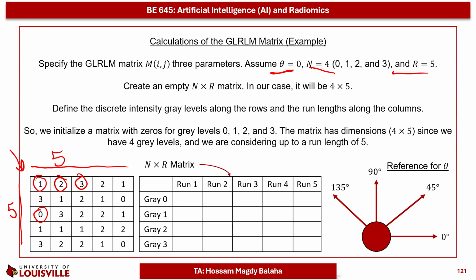Based on these two values, create an empty matrix that will be called the run length matrix with a dimension of N by R, and label the columns to be run followed by a number: run 1, run 2, run 3, and so on until you reach the maximum run, which is run 5. And for the rows, label them with the gray values from 0 until you reach the maximum value, which is 3 in this case. And this matrix will be initialized by zeros. Now we have an empty matrix.